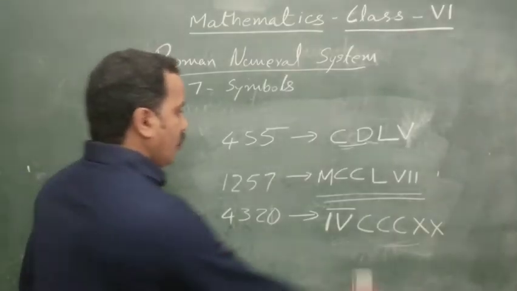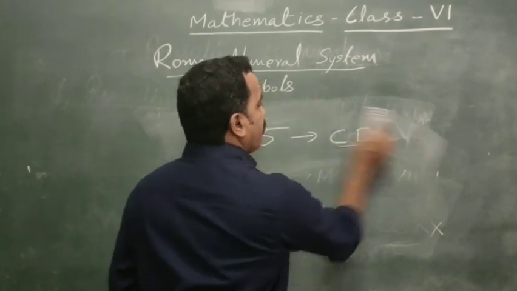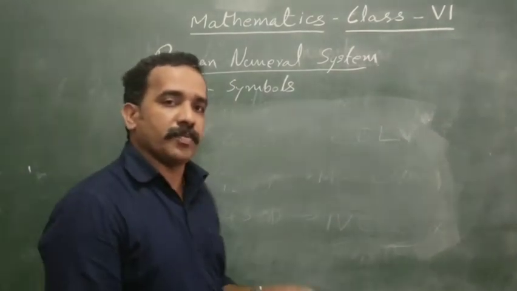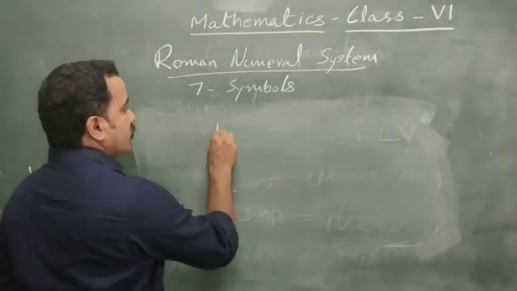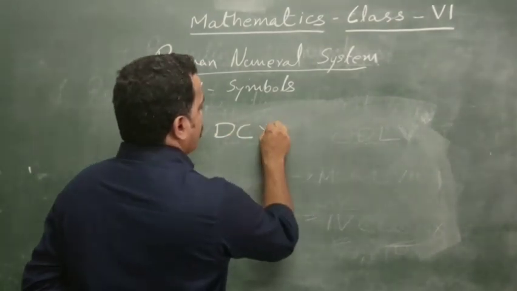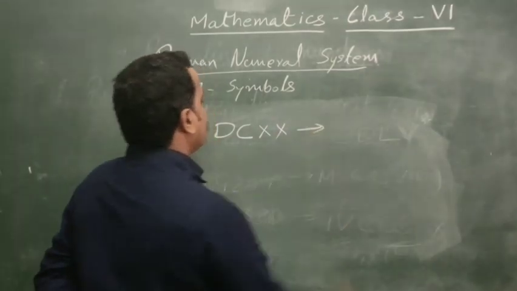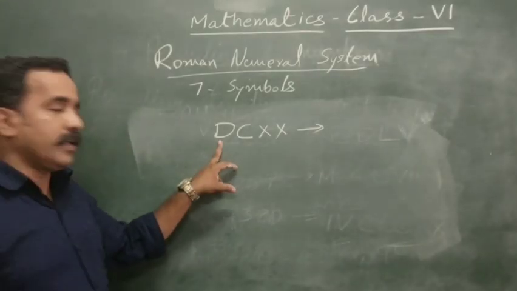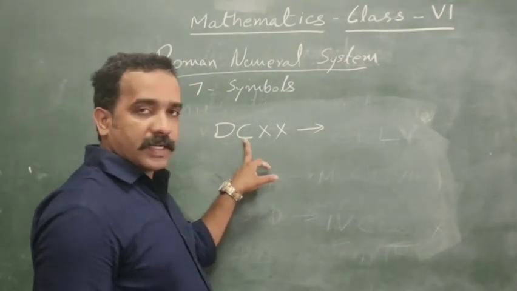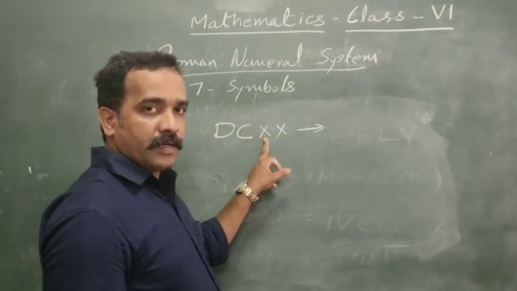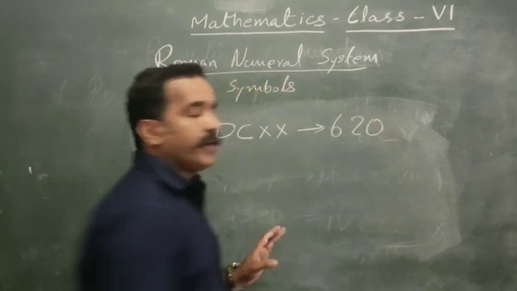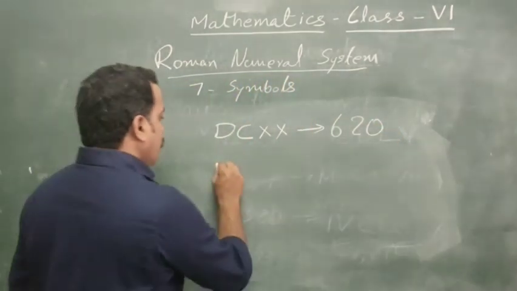4320. Now let us see, if a number is given in Roman numeral, how can we convert it into the Hindu-Arabic system? Okay, now suppose D, C, X, X. So we know the value of D, 500, and value of C, 100. 500 plus 100, 600, 10, 20. It is 620.